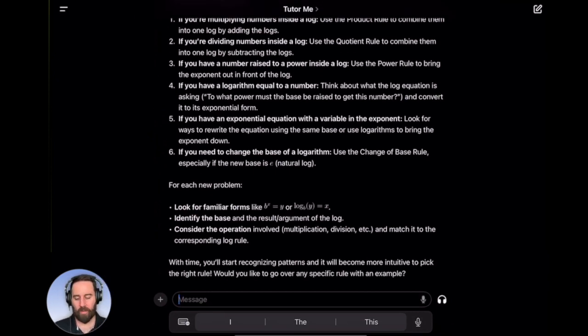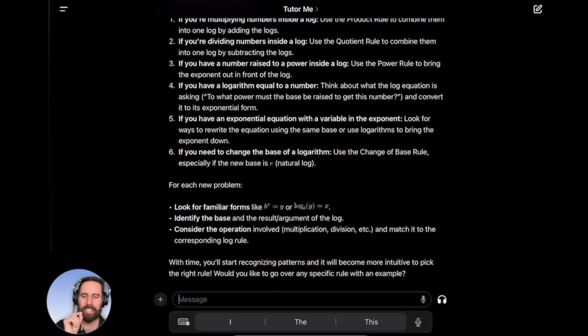If you have a number raised to a power inside a log, use the power rule. For each new problem, look for familiar forms. That's exactly what I do. b^x = y or log_b y = x. All right, if we're just in the simple form, we know that relationship. When we did that one where an exponential was raised to a log, all right, same base, we know what it is there. Okay, it's always what's in the parentheses. So those types of little key things you've got to recognize.